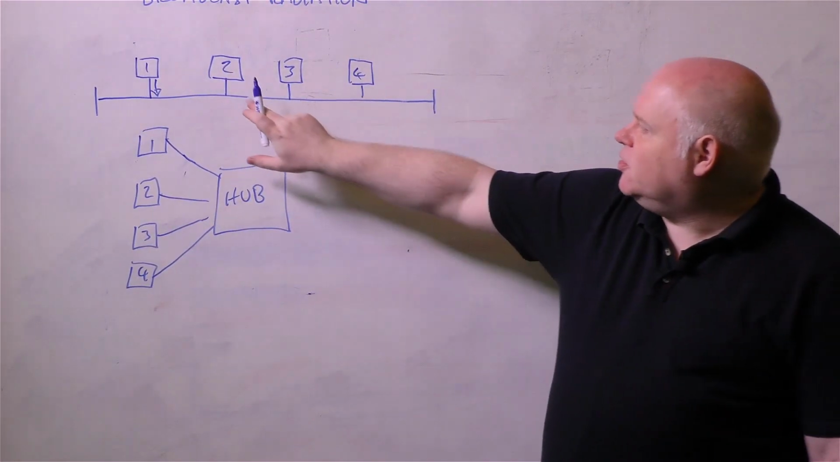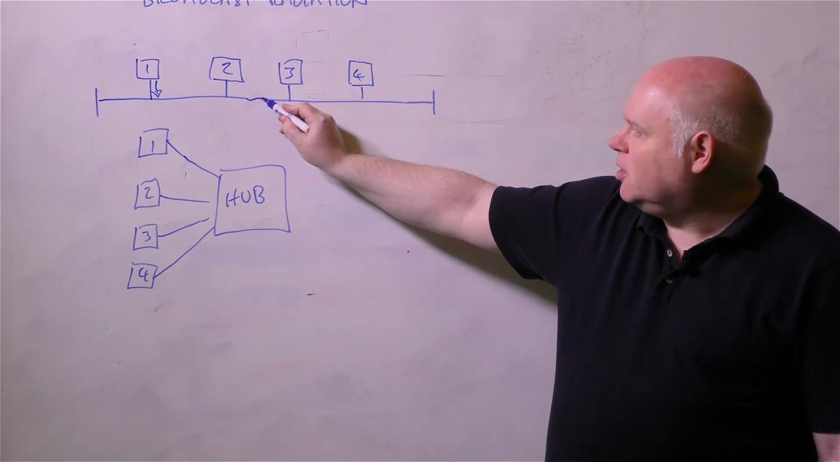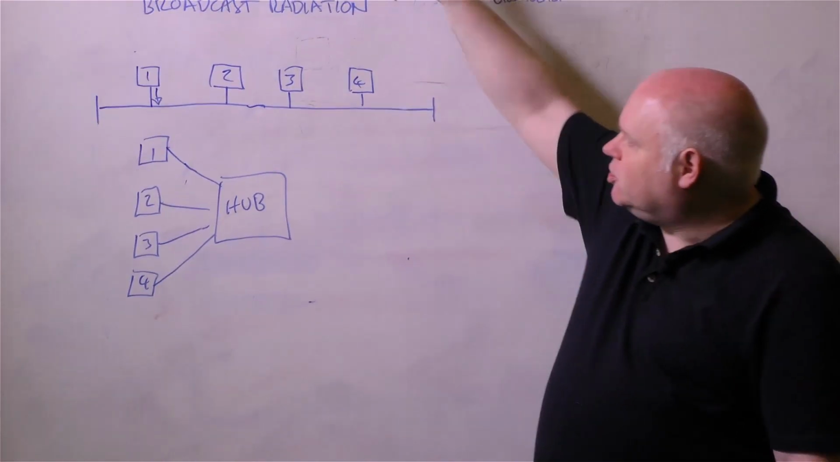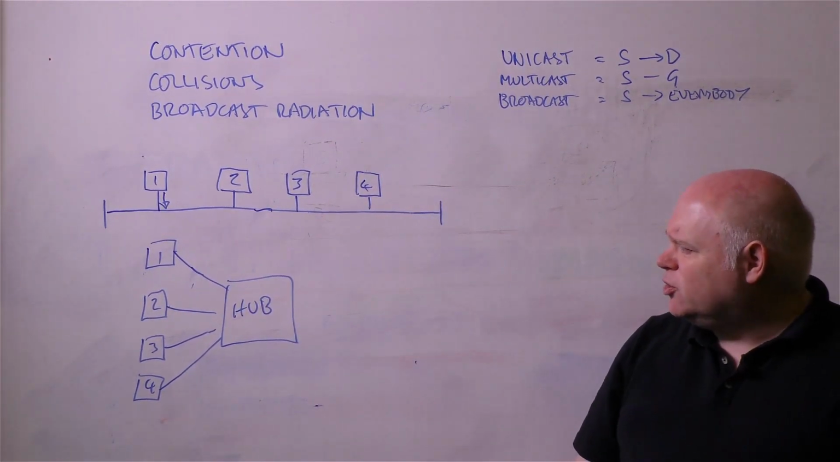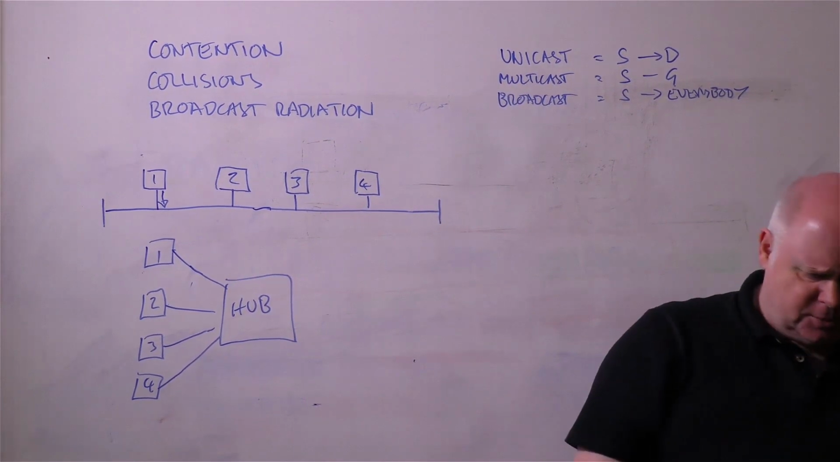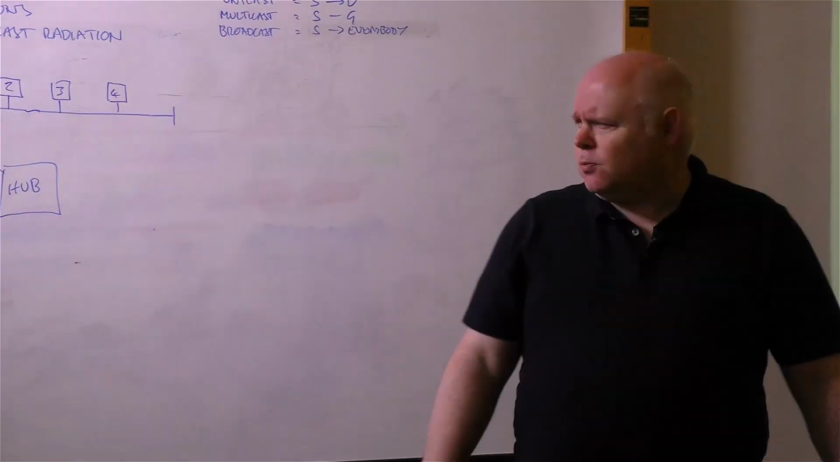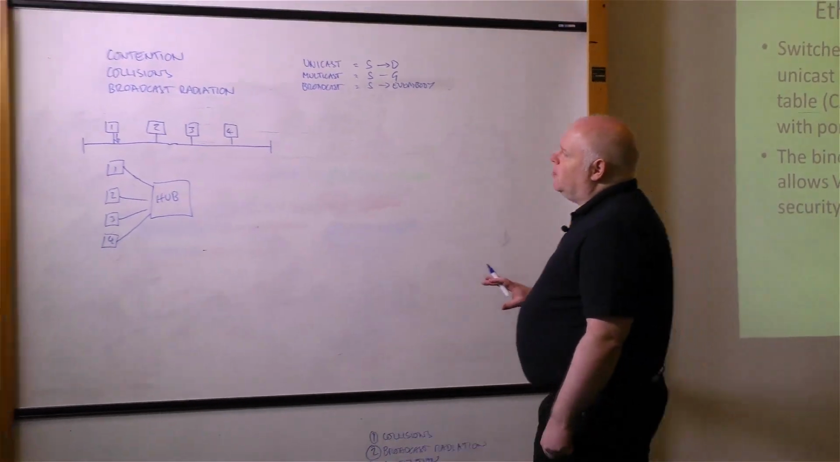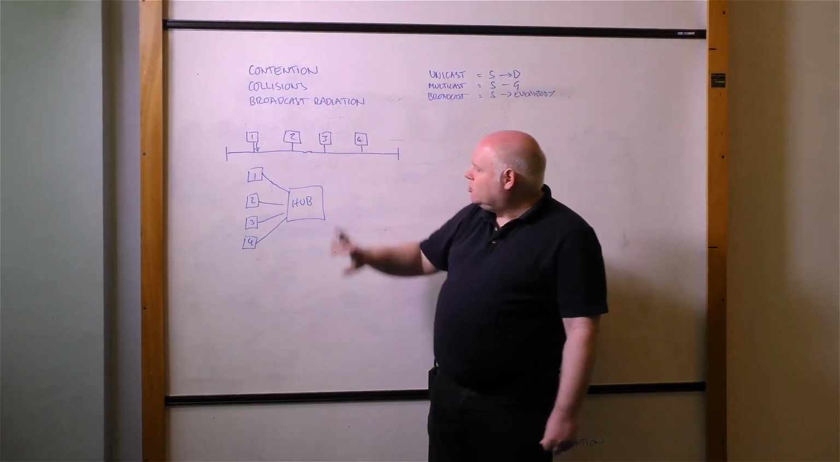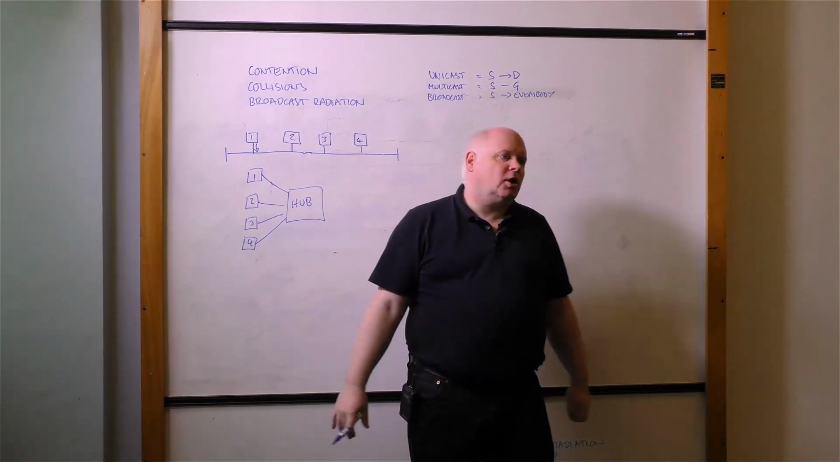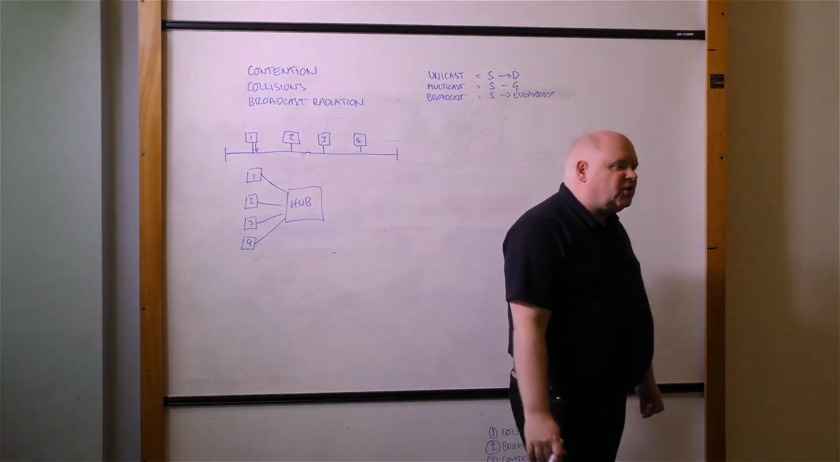But they're basically acting the same way as the original segment did. So they still have contention, collisions, broadcast radiation. So we're not doing too well. So what did they do next? They said, well, maybe an approach here is we could reduce the contention ratio by splitting the network up. They call that segmentation.